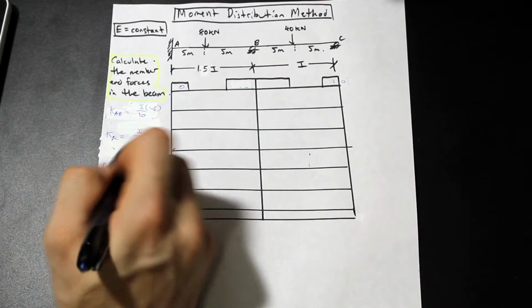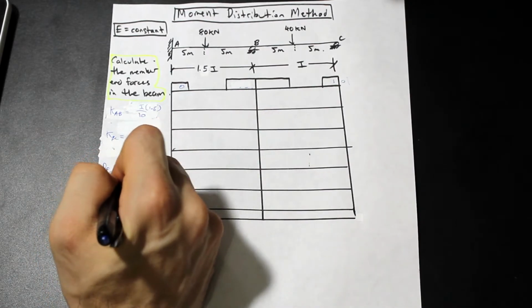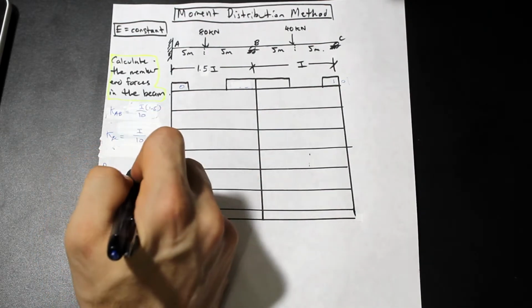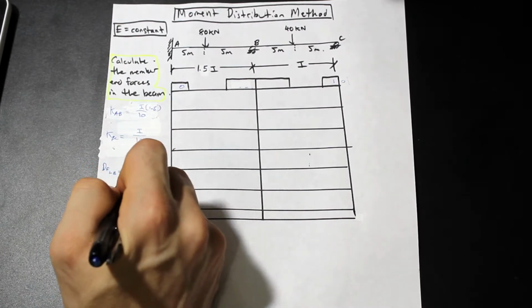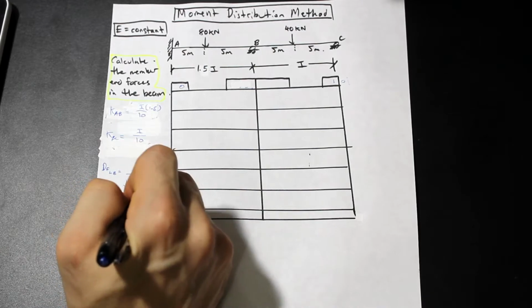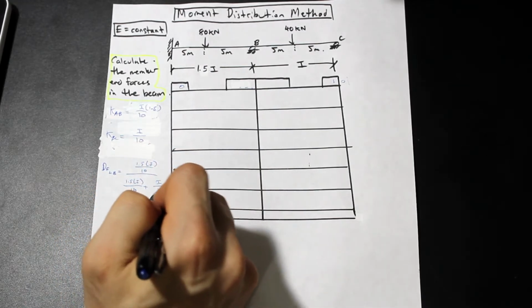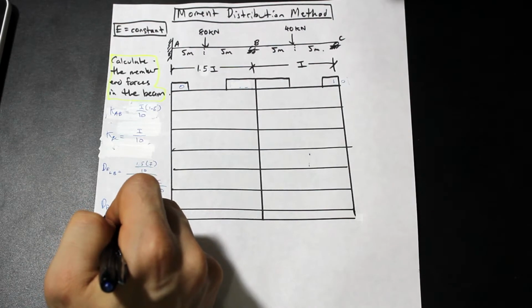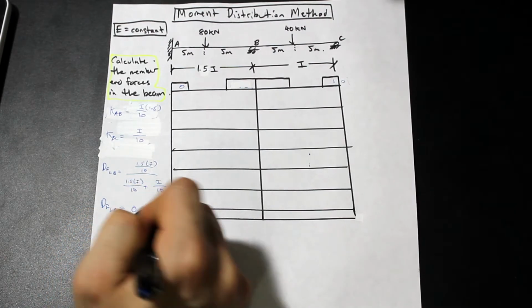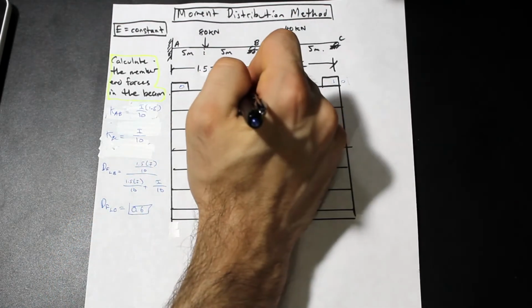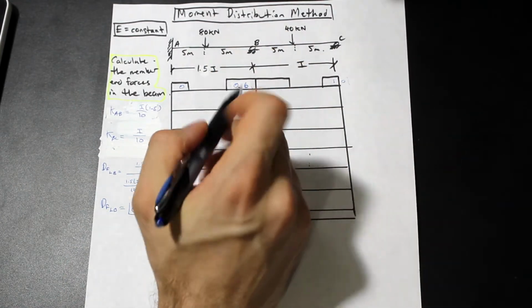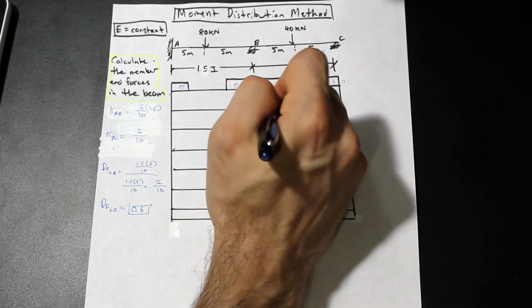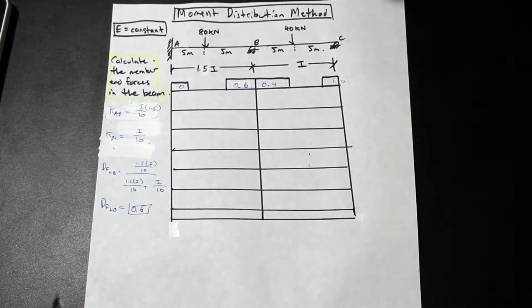So let's go ahead and find the distribution factor for the left side of B. And that's simply going to be 1.5 I over 10 over 1.5 I over 10 plus I over 10. And that is, if you put that in your calculator, going to be equal to 0.6. So we're going to go ahead and fill that in here. As we know, the summation of the distribution factors needs to be 1. So if we do 1 minus 0.6, we're going to get a distribution factor of 0.4 for the right side of B. And now we can go ahead and start filling out the table.